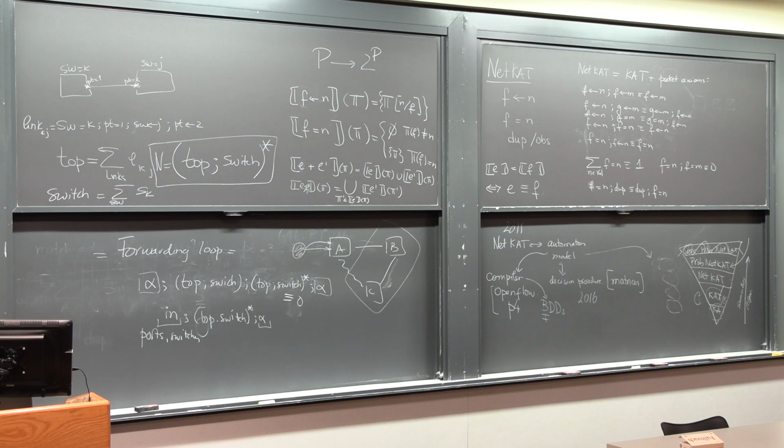You can say, if these n links are down, then there's this probability that the packet gets lost, things like that. So that was exactly the motivation for extending NetKAT with quantities.